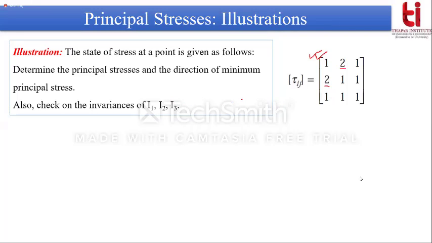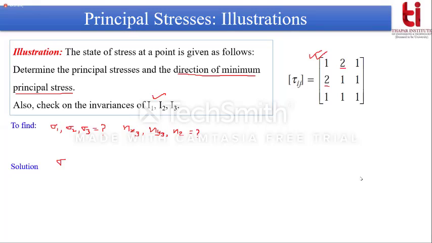Okay, what we have to do: we have to find sigma 1, sigma 2, sigma 3. And also we have to check for I1, I2, I3, and also we have to find out the direction of minimum principal stress, that is nx3, ny3 and nz3. तो ये भी हमें निकालने हैं और हमें चेक करना है कि I1, I2, I3 सेम है या नहीं है. Okay, so how do we proceed?